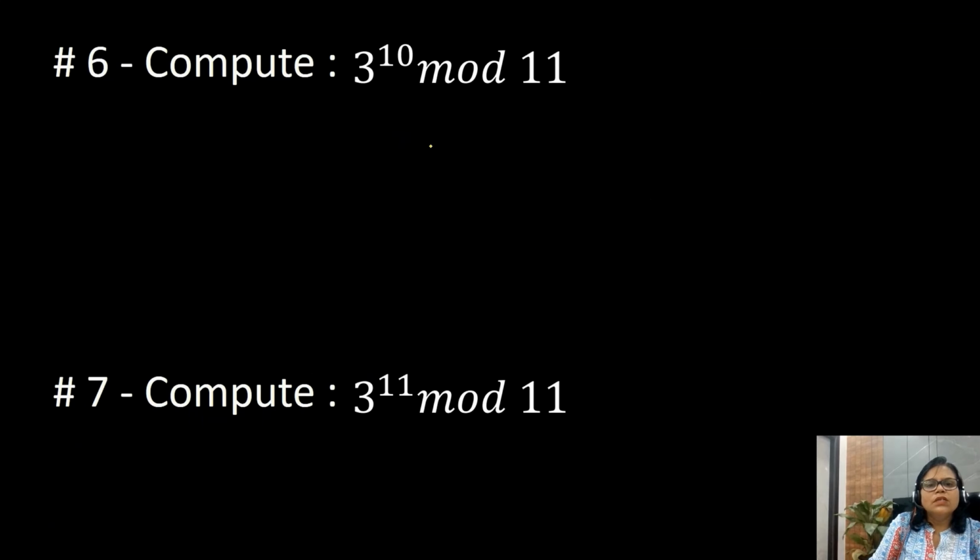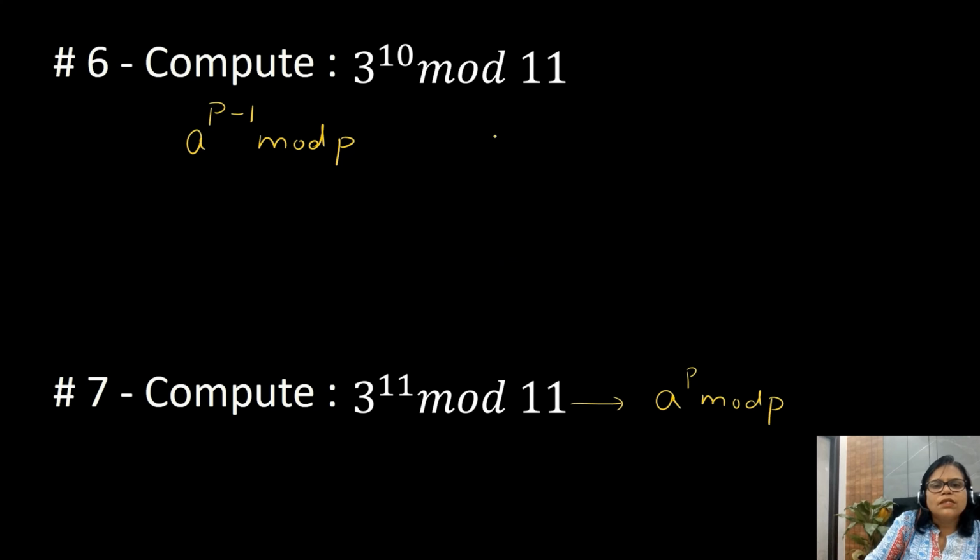Let us now check out these two questions. The question is to compute the modular exponentiation, and it is of the kind A raised to P minus 1 mod P. The second question given to us is of the kind A raised to P mod P. So whenever it looks like this, immediately it should click in your mind that since it is of the kind A raised to P minus 1 mod P or A raised to P mod P, we should use Fermat's theorem or alternate Fermat's theorem. What is A? A is 3 and P is 11.